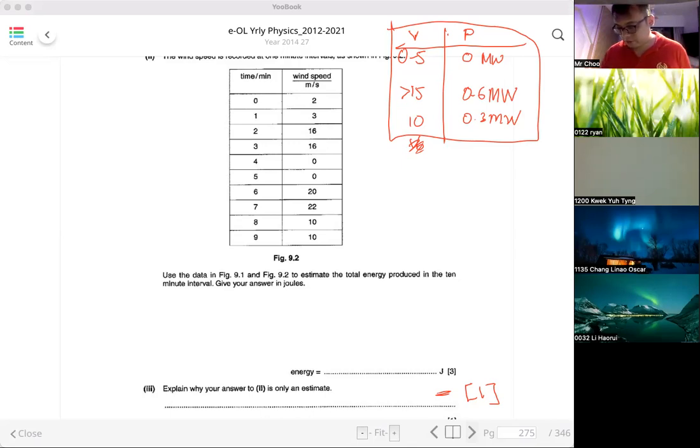Yeah, so next thing you'll do is this. You can put the power in megawatts here. If the speed is less than 5, you know there's no power. If it's more than 10, or more than 15, it's 0.6. If it's just 10, it's 0.3. So based on this, can you all do it?